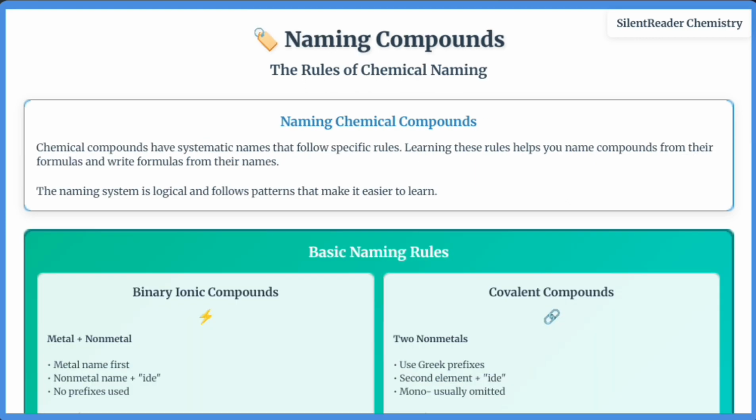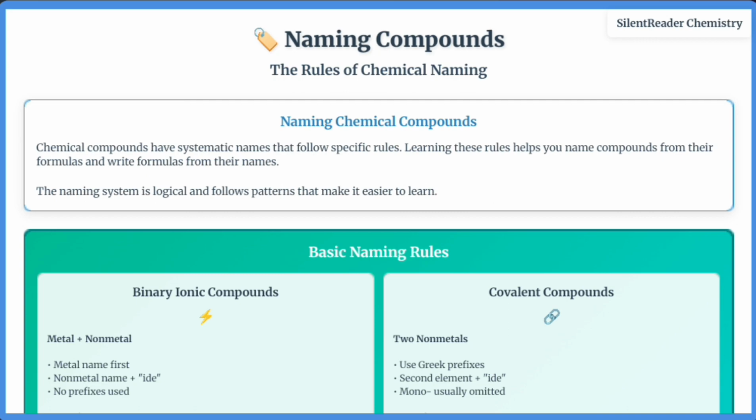Now let's learn the rules for naming chemical compounds. The naming system is logical and follows patterns. For binary ionic compounds, metal plus nonmetal, we write the metal name first, then the nonmetal name plus ide, like sodium chloride for NaCl. For covalent compounds, 2 nonmetals, we use Greek prefixes like mono, di, tri, and the second element gets ide, like carbon dioxide for CO2.